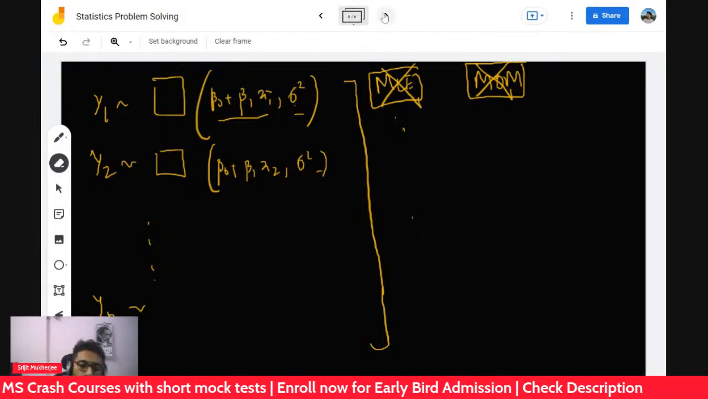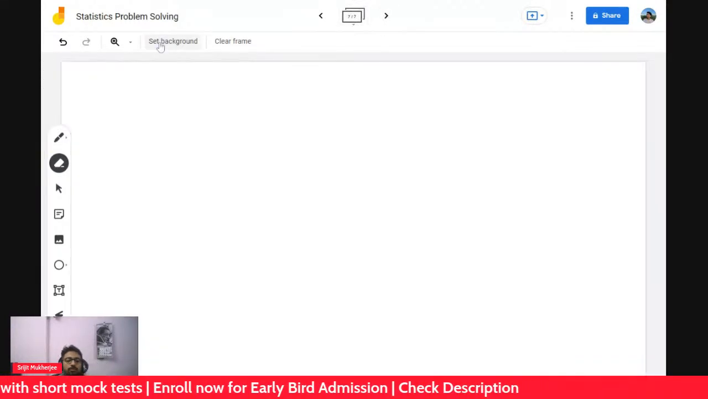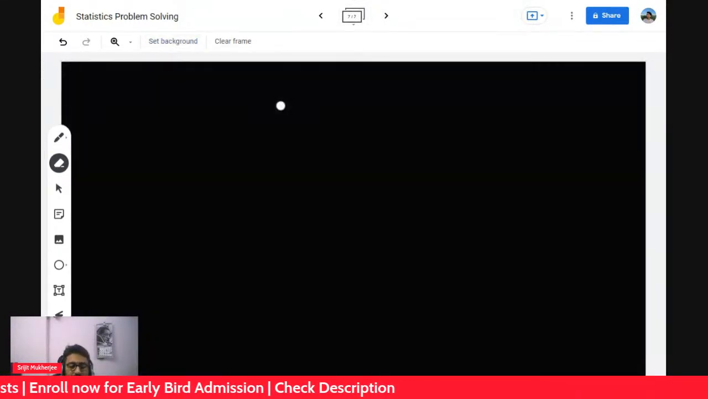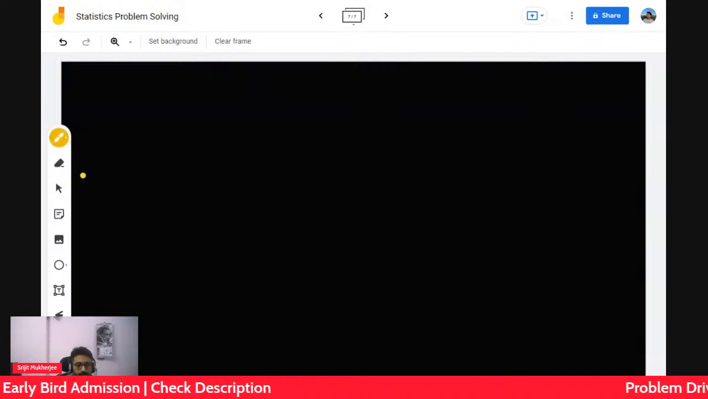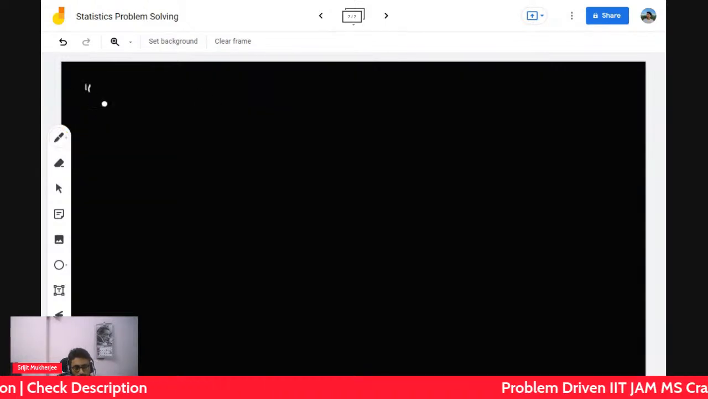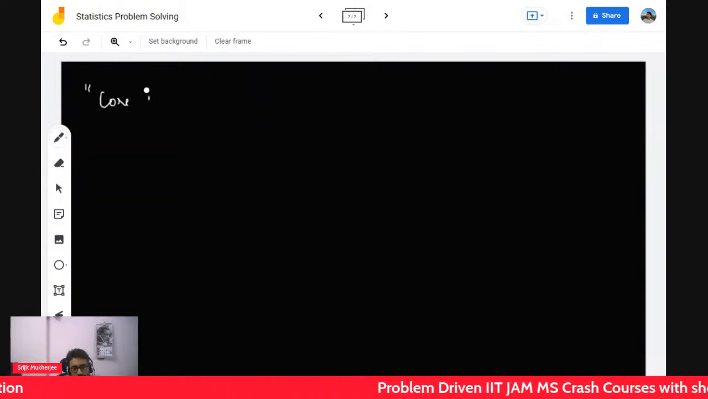So now coming back, we need some different methods. Remember, what is the core idea of finding a good estimate? I have told this initially. The core idea of finding a good estimate.